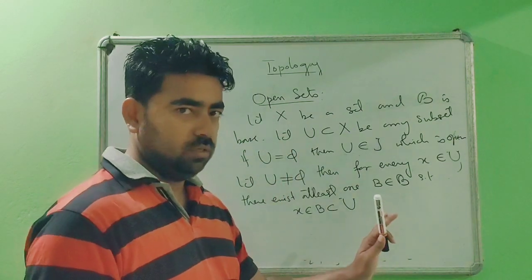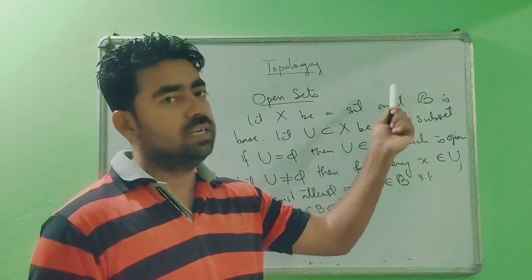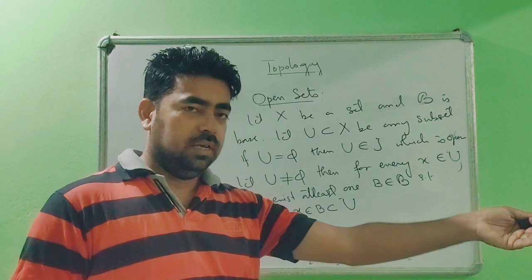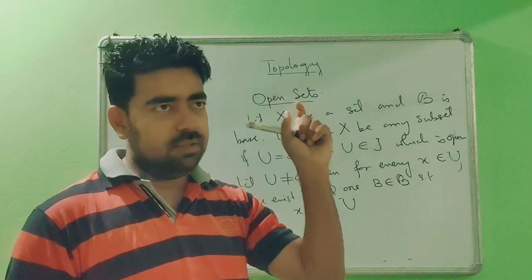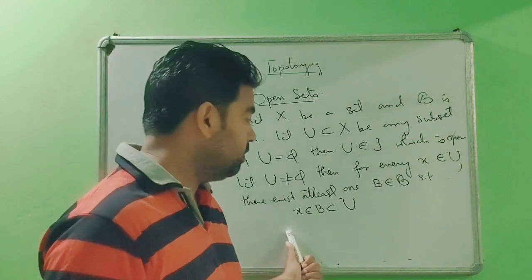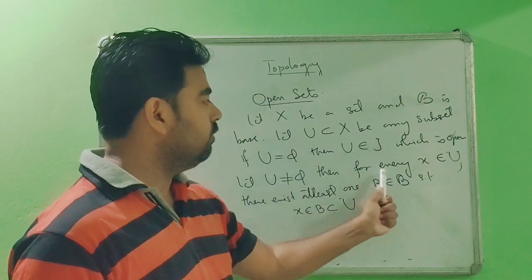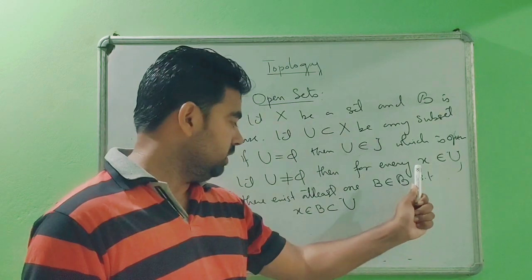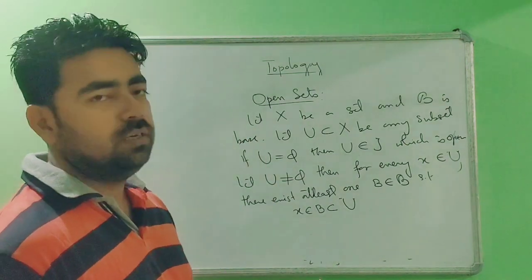Remember, we don't know the topology yet. We can generate the topology by looking at script B, and then each member of the topology is an open set of X. If any member is outside the topology, then that member is not open. Any member of the topology is open. But in case you don't know the topology, how do you find the open sets? This is the thing. A set U of X is open if for every x belongs to U there exists at least one member B of script B such that x belongs to B subset of U. So this is how you can find an open set in a topological space.